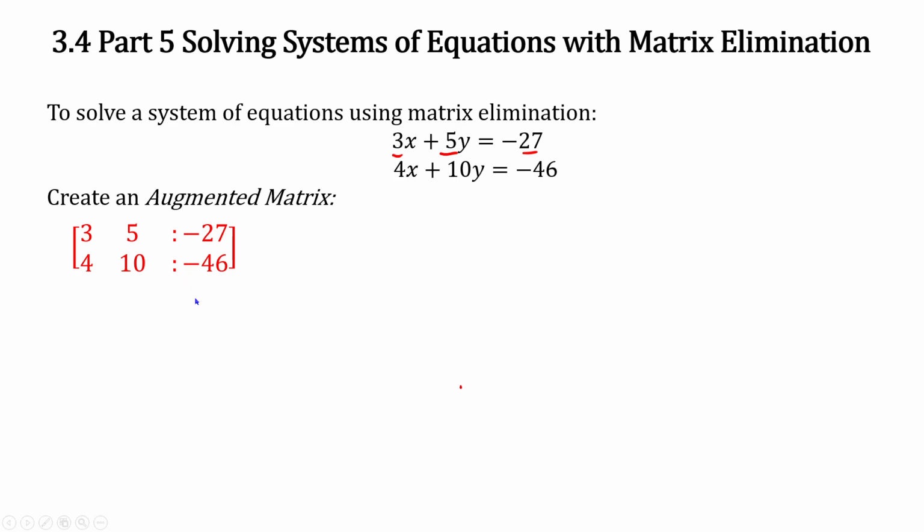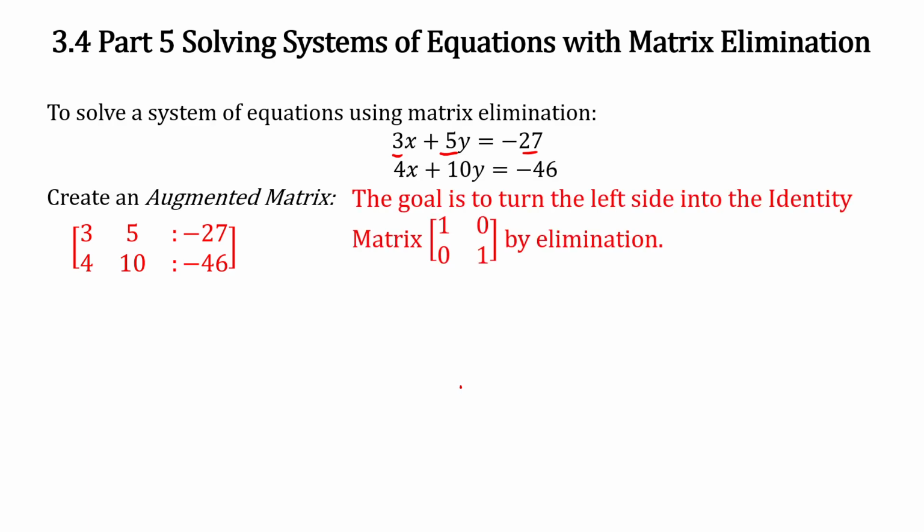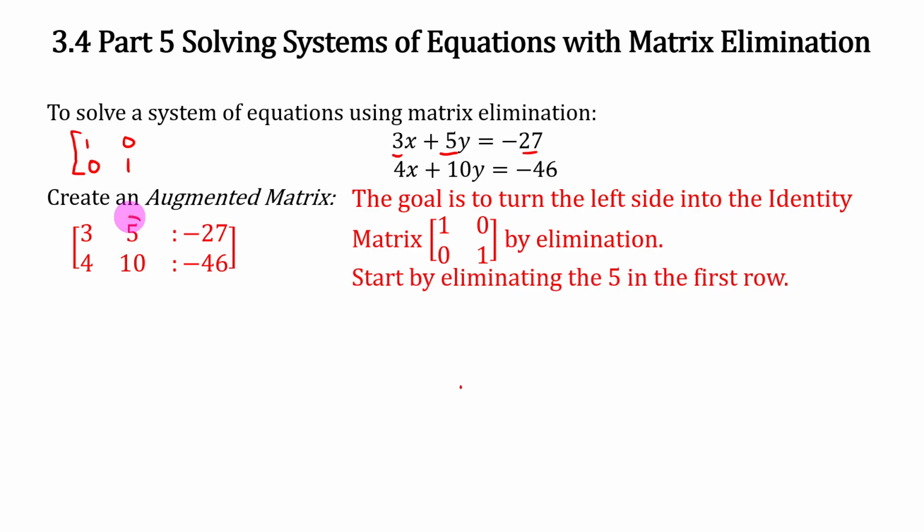Okay, so the first thing you're going to want to do is to turn the left side into the identity matrix by elimination. So we want to create this left side to be 1, 0, 0, 1. So the first thing I'm going to do here is try to eliminate this 5, just like we would do in elimination.